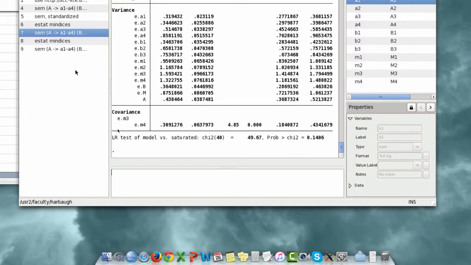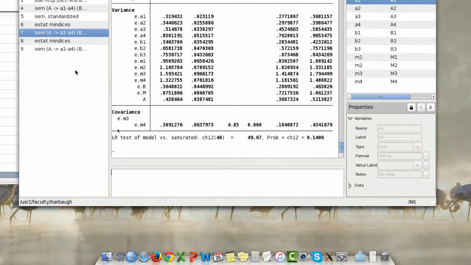And sweet, look what I've got now. Chi-square with 40 degrees of freedom has a value of 49.67. I can stop. 0.14. That means I don't reject my null hypothesis that my model is different. I'm sort of golden now.